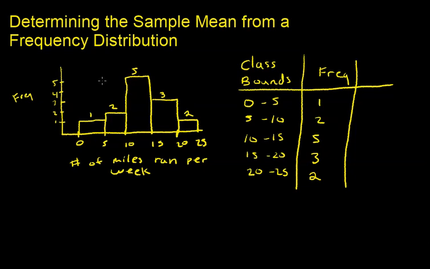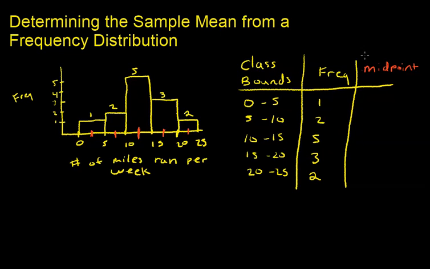To do this, I'm going to assume that the 5 people who ran between 10 and 15 miles all ran 12.5 miles. Where did I get 12.5? That's the midpoint between 10 and 15. So I basically assume that all 5 ran whatever the midpoint is. All 2 ran 7.5, the one ran 2.5, whatever the midpoint is. So that's what I should first calculate: the class midpoint.